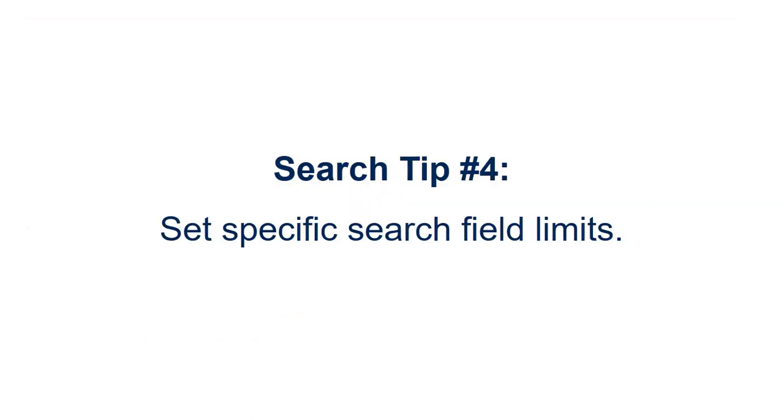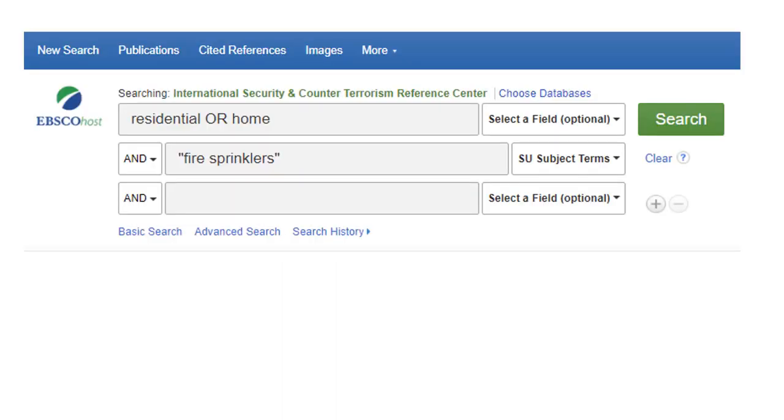Tip number 4. Set specific search field limits. Next to each search box, you will see a search field box. Click on the box to bring up a list of search field options. There are quite a few options here, but we will just focus on some specific ones for now. The one I use the most is this one, subject terms.